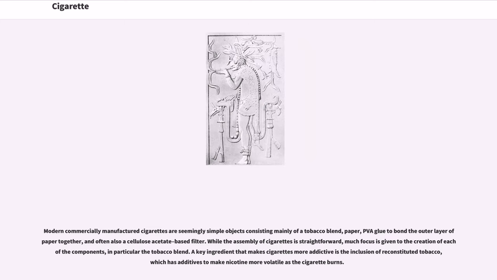Modern commercially manufactured cigarettes are seemingly simple objects consisting mainly of a tobacco blend, paper, PVA glued upon the outer layer of paper together, and often also a cellulose acetate-based filter. While the assembly of cigarettes is straightforward, much focus is given to the creation of each of the components, in particular the tobacco blend. A key ingredient that makes cigarettes more addictive is the inclusion of reconstituted tobacco, which has additives to make nicotine more volatile as the cigarette burns.